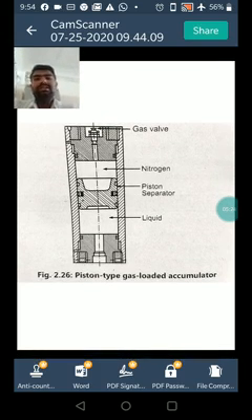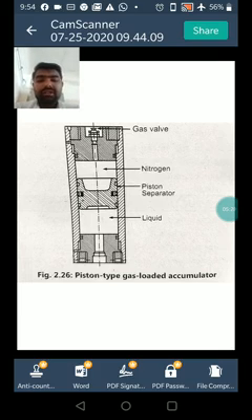Next we can see the piston type accumulator. The figure shows the piston type gas loaded accumulator. This type consists of a hydraulic housing and a freely floating piston. The piston separates the gas and oil. There are major disadvantages in this: high cost of manufacturing and size restriction.